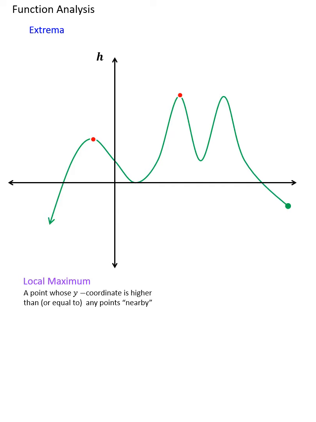Here's another local maximum. Why? Because that point is also higher, or has a higher y value, than any nearby points, whatever nearby means. This point is also a local maximum for the same reason. Its y-coordinate is higher than any nearby point.